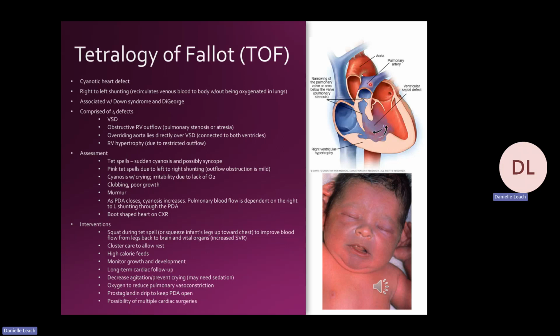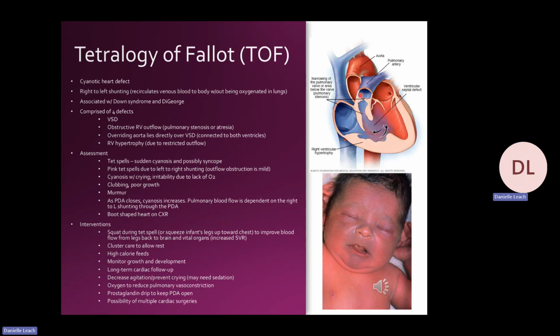The third thing is an overriding aorta. It's a little hard to visualize it in this diagram, but what an overriding aorta just means is that it is connected to both ventricles. So basically down here, both ventricles are connected to the aorta. So we're basically getting deoxygenated blood that is going to the body. So since we have deoxygenated blood that's mixing and going to the body, that's why we get the cyanosis with this disorder. Also, we can have right ventricular hypertrophy due to the restricted outflow here.